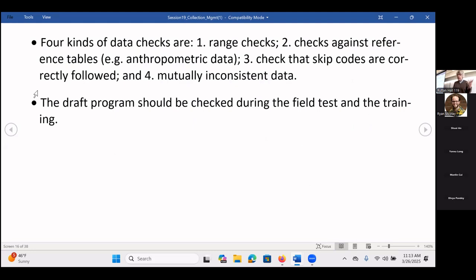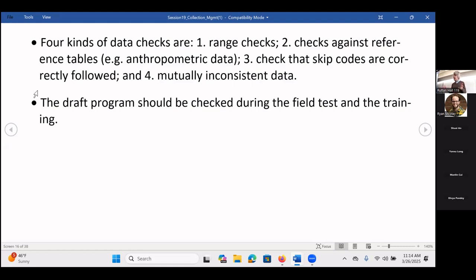Then there can be checks against reference tables like anthropometric data. That's data where you collect height and weight of people and you check, is this height and weight data consistent? There is a certain amount of variation that's normal, but you could have some really tall or really short people, or maybe the height and the weight just don't match. So there's a whole bunch of ways you can check that.